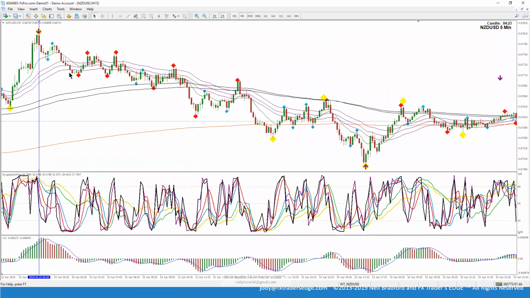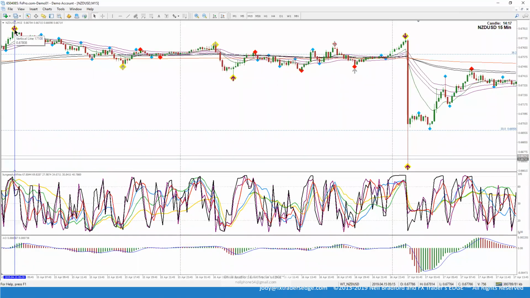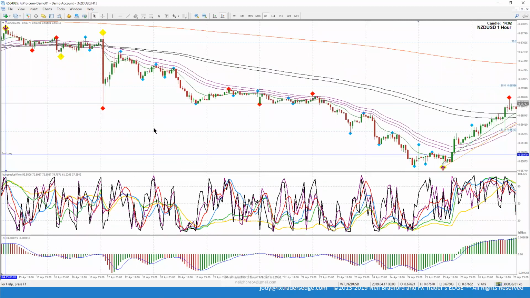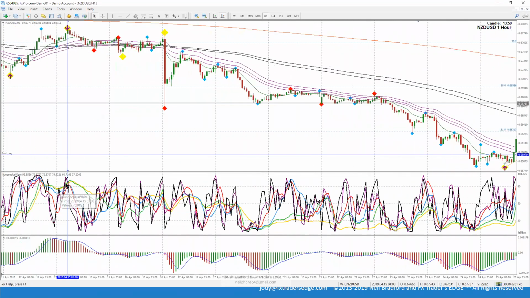On the M15, you can hardly see it. It's that little one there. The black bungee came down, but not very far, and snapped back up to the descending red, blue, and green. And the higher we go, if we go to the hourly, you won't even see it. You can't even see that move. Concept is crystal clear, says Barnabas. Good. Good.